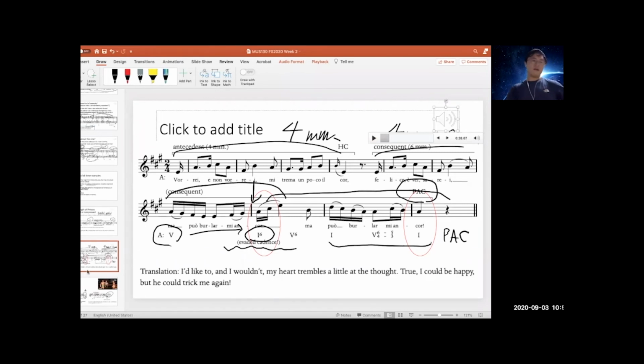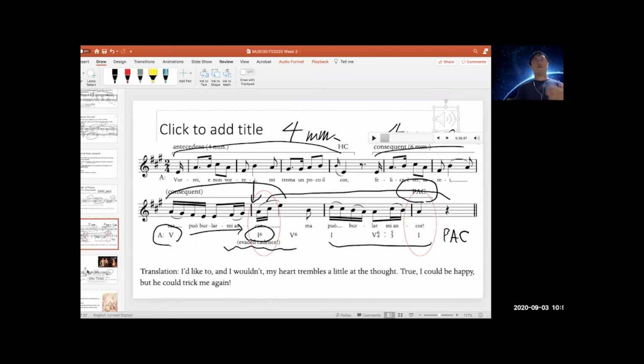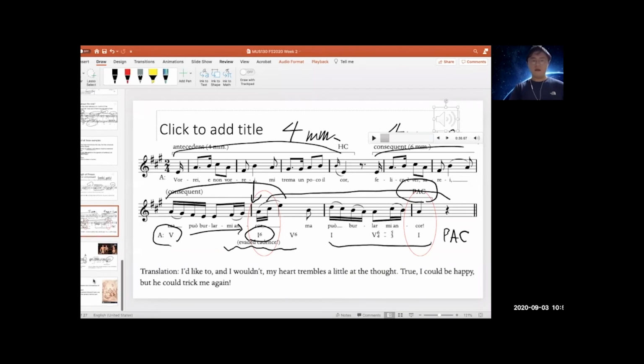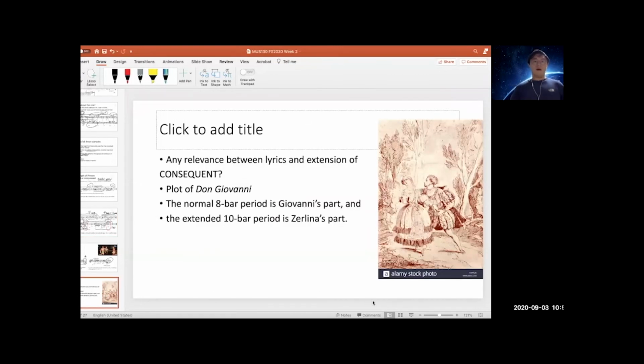Okay, then I hope we could clearly recognize the difference between the first example and the second example. The second example is an expansion of the first example, and the expansion has been done in the consequent, to be precise, by an evaded cadence. And then let's think for a moment about the composer's possible intention. So my question is, is there any relevance between the lyrics and the extension of the consequent?